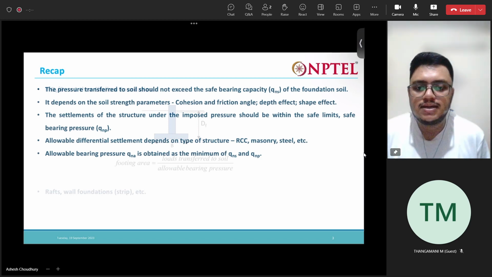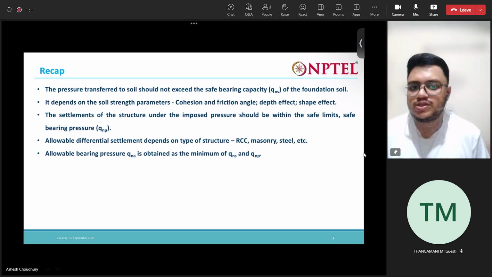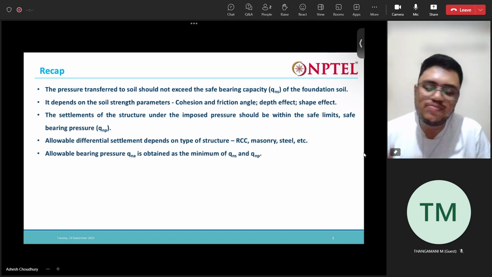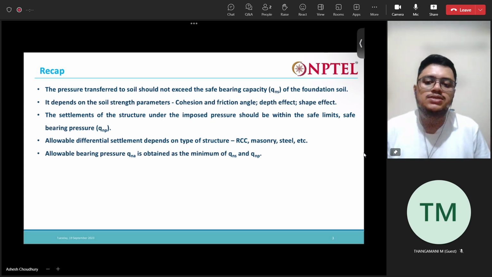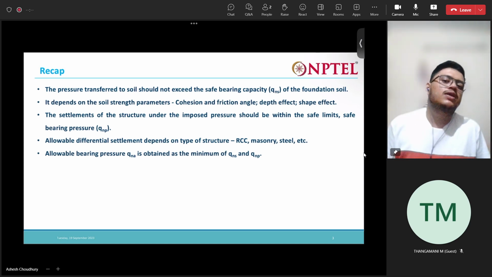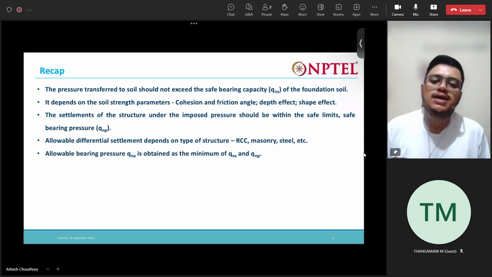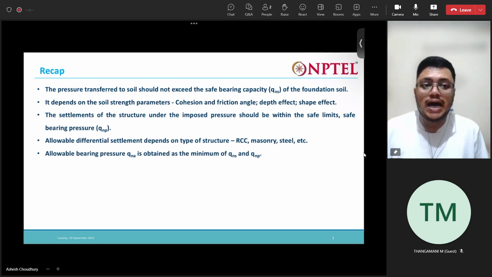Now, as I said, the pressure transferred to the soil should not exceed the safe bearing capacity of the foundation soil. Right? So this safe bearing capacity actually depends mainly on the soil strength parameters, that is the cohesion and friction angle. Other than the strength parameters, it depends on the depth effect and the shape effect. If we recall IS 6403, we have seen that depth effects and shape effects were considered using the depth factors and shape factors.